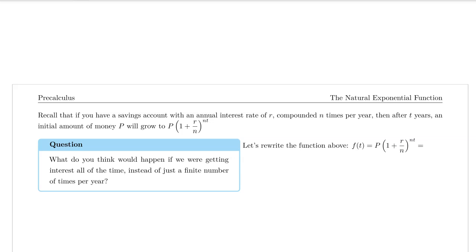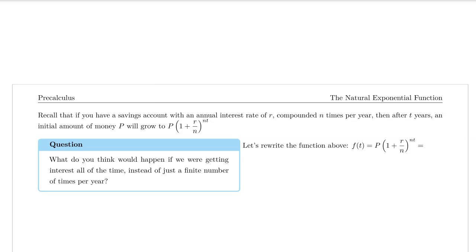Now, a question is, what do you think would happen if we were getting interest all of the time instead of just a finite number of times per year? Because in this formula right here, we're only able to use this if n is some finite number, but what if we were getting interest all the time instead of just monthly or weekly or daily?